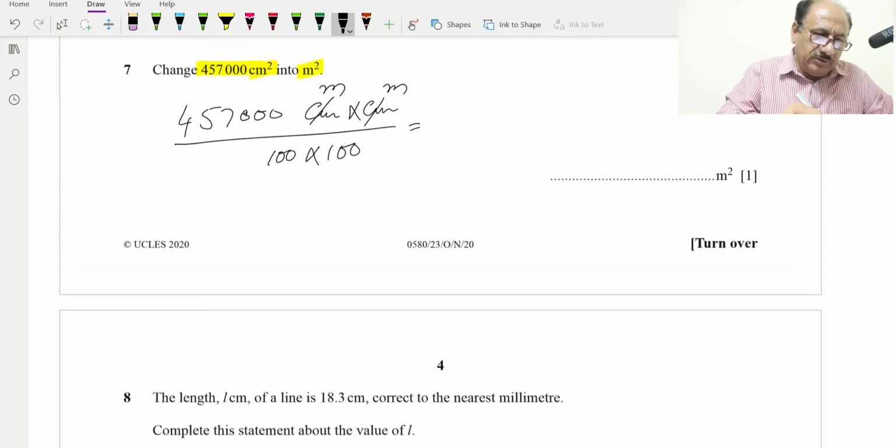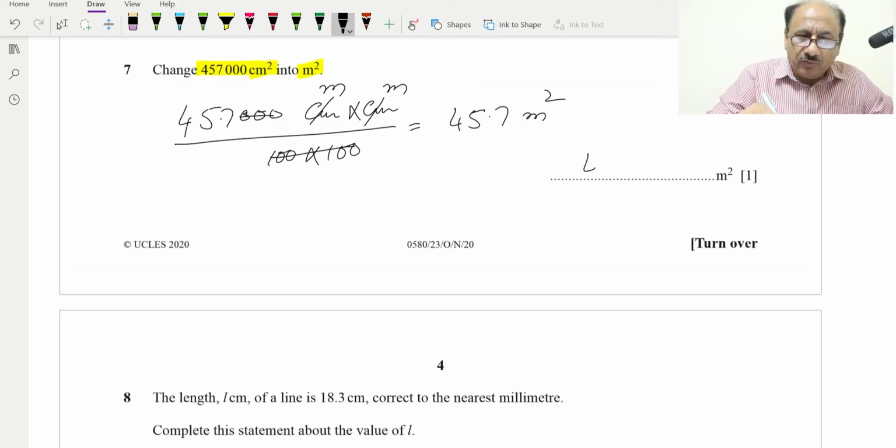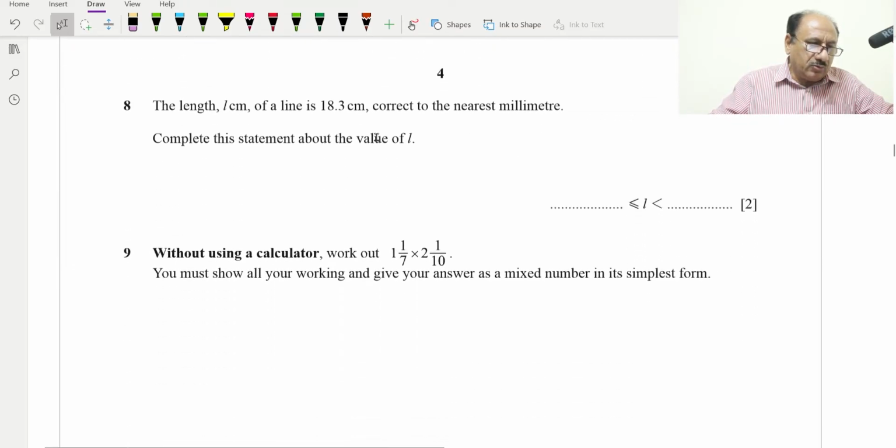Now this will be 4 zeros, which means 3 zeros will be gone and the decimal will be over here. So 45.7 and this will be meters square. And this will also be cancelled. So 45.7 meters square is already written. So this is done. Now question number 8.